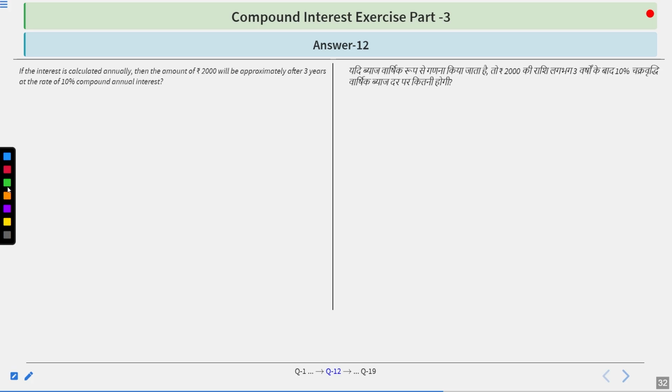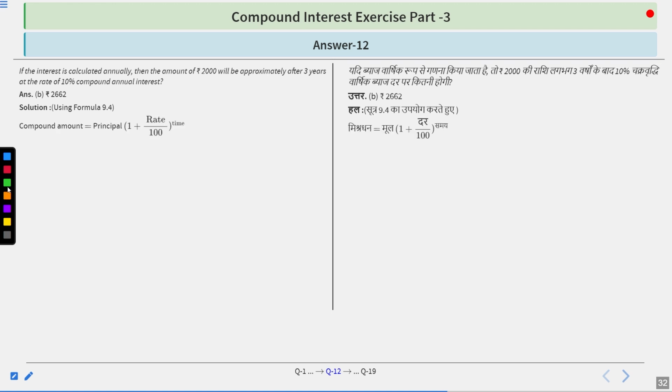Now the interest is calculated annually and the amount of rupees 2,000 will be how much after 3 years and rate of interest is 10%, that we have to find. Answer to this question is option B, rupees 2,662, and we are using formula 9.4 to solve this question. Formula says that compound amount is equal to principal into 1 plus rate upon 100 power time. So putting the values of principal, rate and time, we get 2,000 into 1 plus rate is 10 upon 100 power time is 3. That is equal to 2,000 into 1 plus 10 upon 100 is 11 upon 10, power is 3.